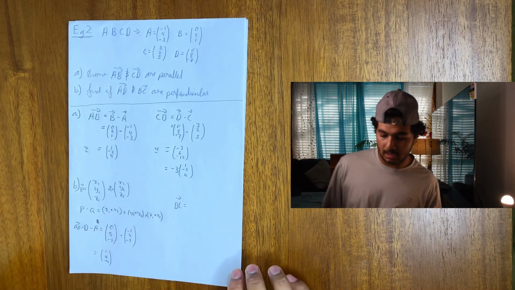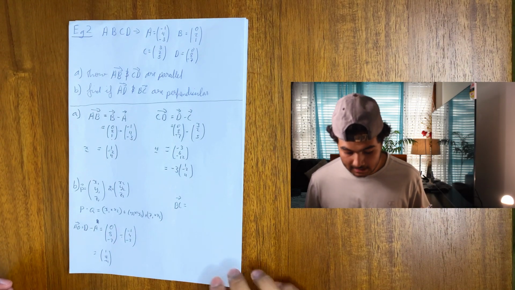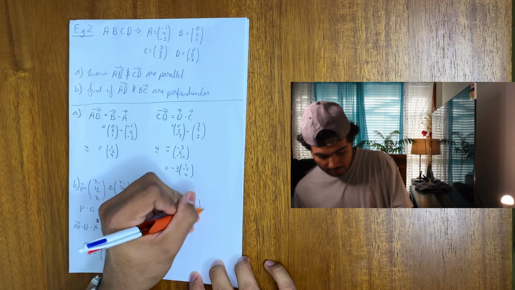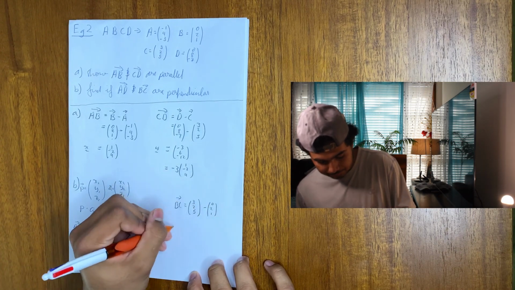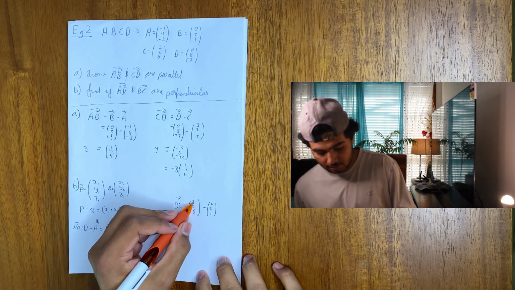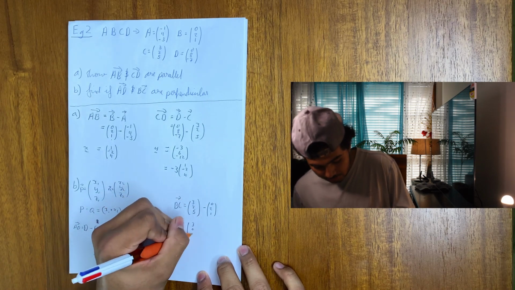Now we go to vector BC. In this case, BC is vector C minus vector B. C is 3, 2, 5 minus B, which is 0, 2, 1. Next step, 3 minus 0 is 3, 2 minus 2 is 0, 5 minus 1 is 4.